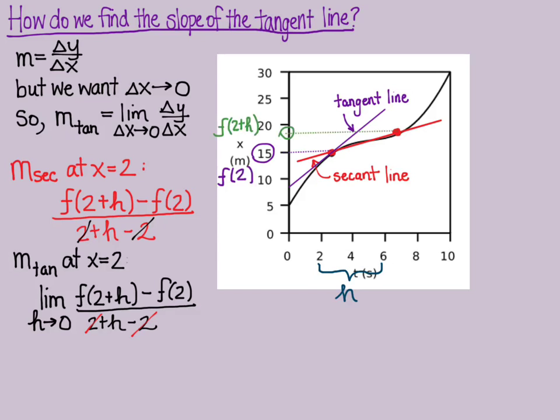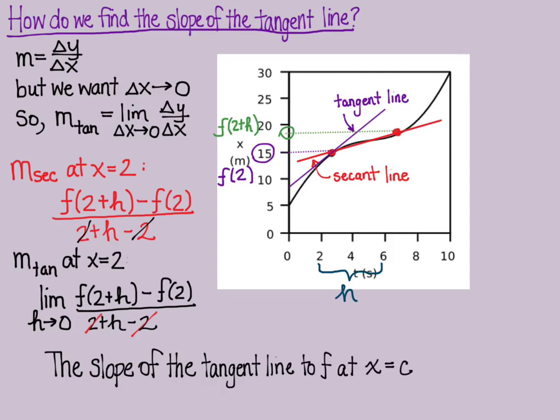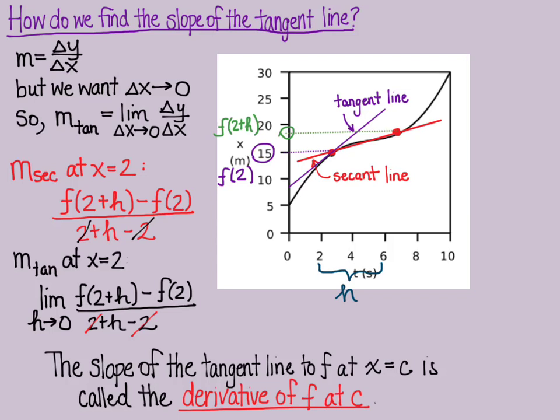Notice that the change in the y values is really f of 2 plus h minus f of 2, and the change in the x values is still h. The slope of the tangent line to f at x equals c is called the derivative of f at c.